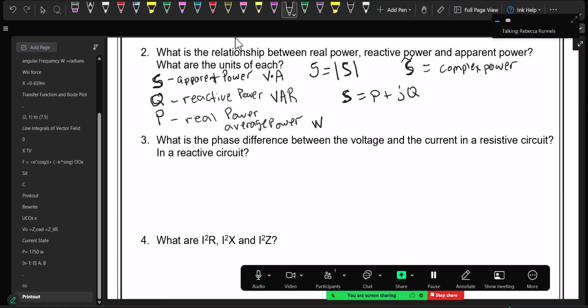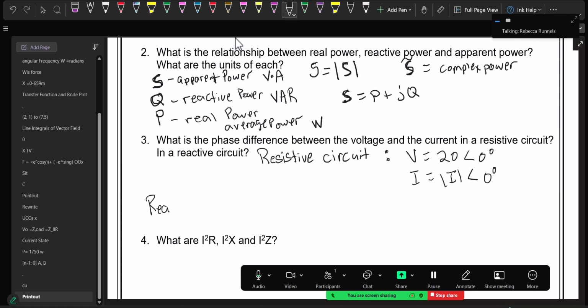What is the phase difference between the voltage and the current in a resistive circuit? So if I have a resistive circuit, let's say my voltage is 20 angle 0 degrees. Then my current, whatever it is, what's its angle have to be? 0 degrees. Also has to be 0 degrees.